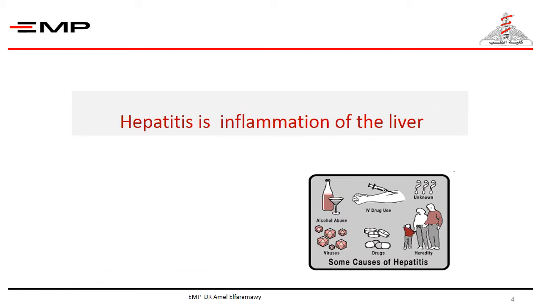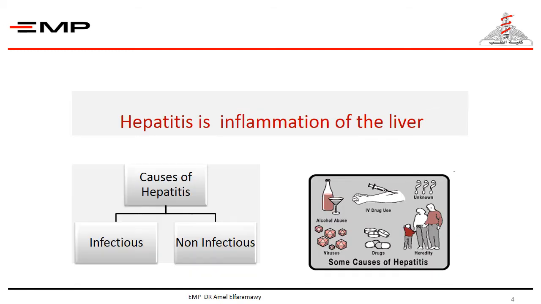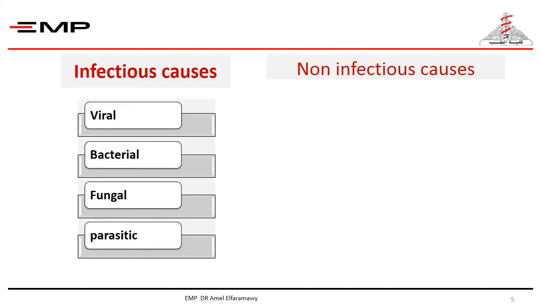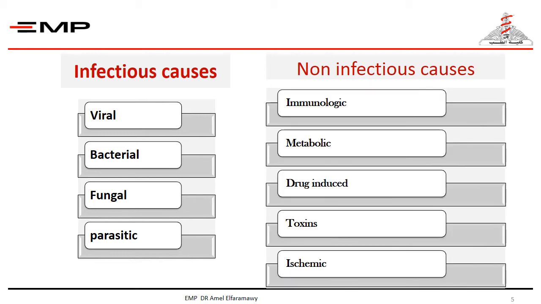Hepatitis is an inflammation of the liver that can be due to infectious causes or non-infectious causes. The infectious causes may be viral, bacterial, fungal, or parasitic infection, and the non-infectious causes may be immunologic, metabolic, drug-induced, toxins, or ischemic.